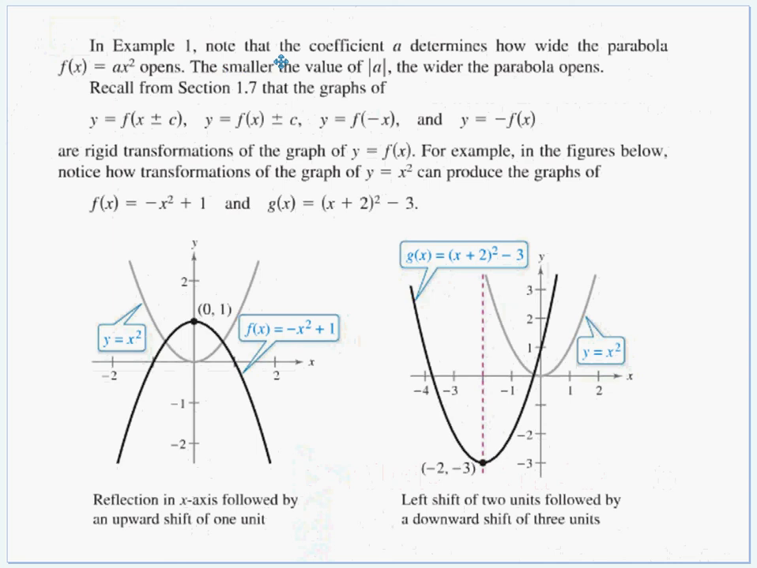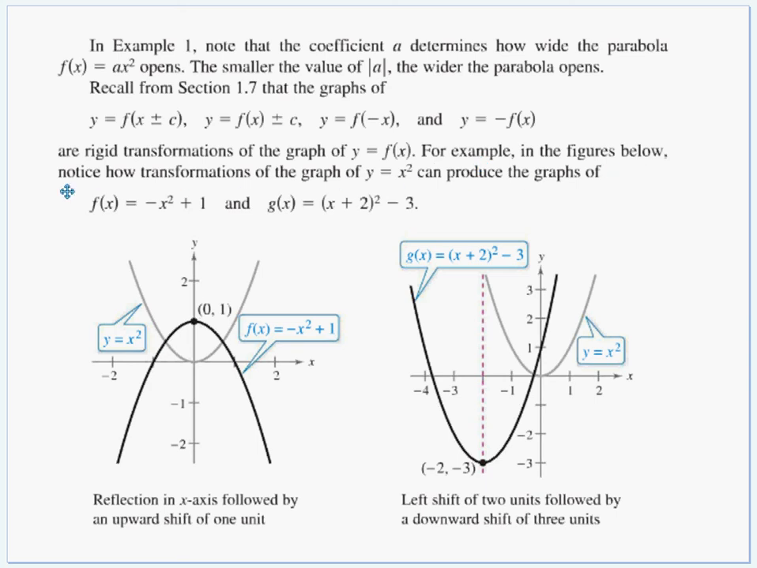Now, in example 1, note that coefficient a, the number in front of x squared, determines how wide the parabola opens. The smaller the value of a, the wider the parabola. Recall back in section 1.7 that the graphs of f of x plus or minus c, the constant outside the parenthesis, f of negative x, and y equals the negative of f of x, those are transformations or flips of the graph. We move the graph up, down, left, right, or reflect it.